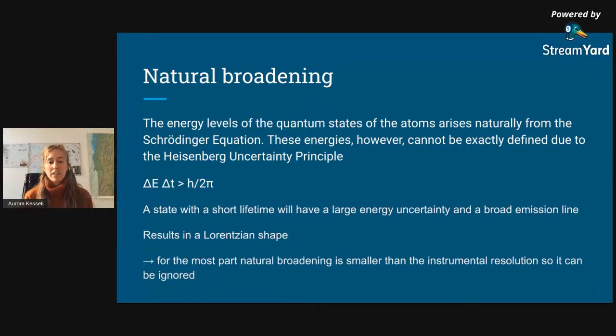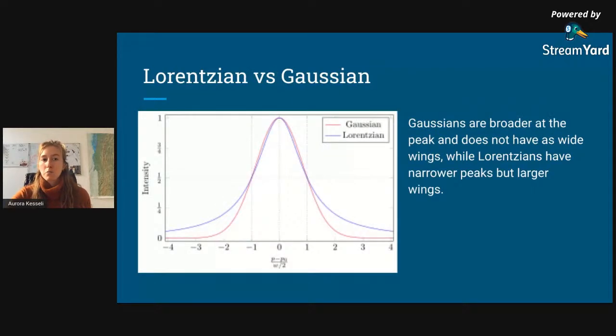The shape of this uncertainty and the shape of the spectral line that will arise from natural broadening is Lorentzian. And like I said before, natural broadening is usually smaller than the instrumental resolution, so it can be ignored. But it's important to know this concept, because we'll talk about it again for pressure broadening. And then quickly, before we go over anything else, we're going to be talking about two different shapes for line broadening profiles today. So we're going to be talking about Lorentzian shapes and Gaussian shapes.